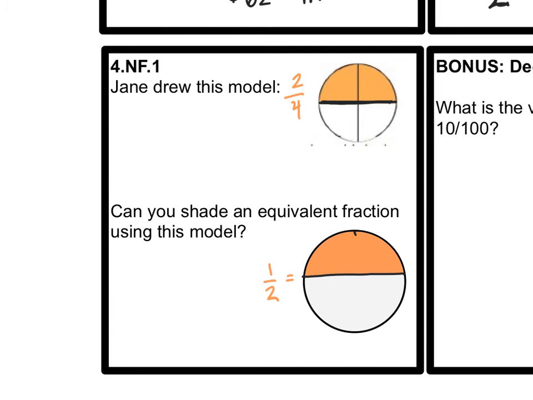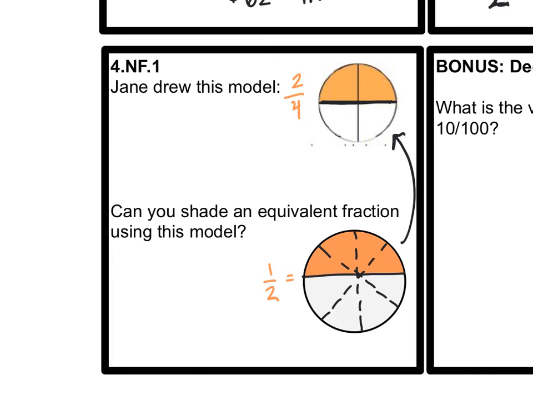If I were to draw a dotted line in the middle, this is not equivalent, but it is the same exact fraction as up here. It's cut into fourths for 2/4. I could also cut this fraction like this and make it 4/8. I could have cut it into thirds and made it 3/6. There were multiple ways to cut up this circle to make it equivalent.